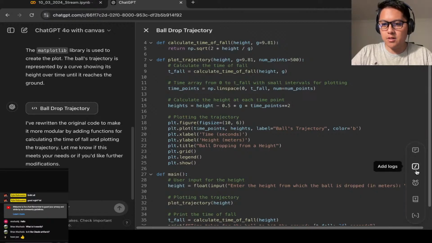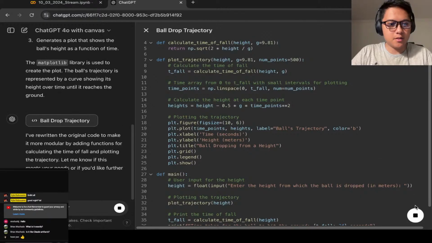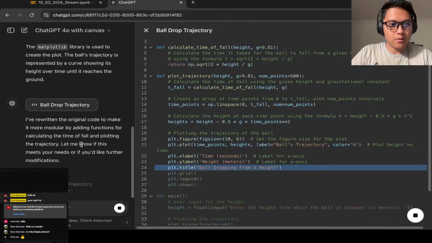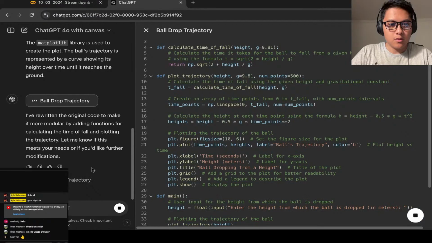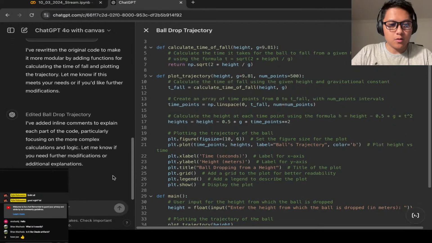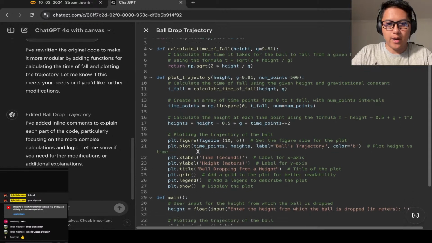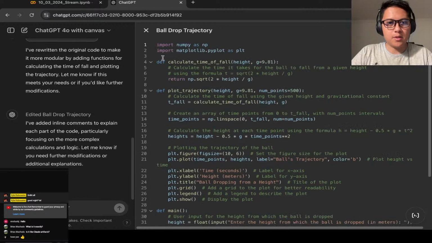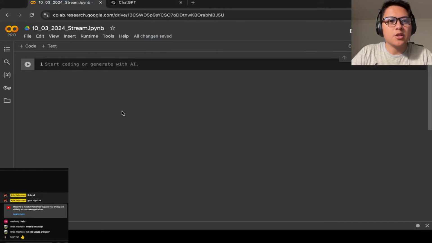Let's keep it current. Add logs, add comments. Whoa, more modular. Inline comments. Whoa. Wow, that's so nice. So what does it do? Let's see here. Did it actually work? That's the big question.